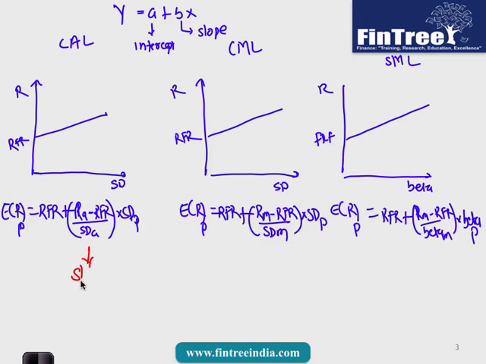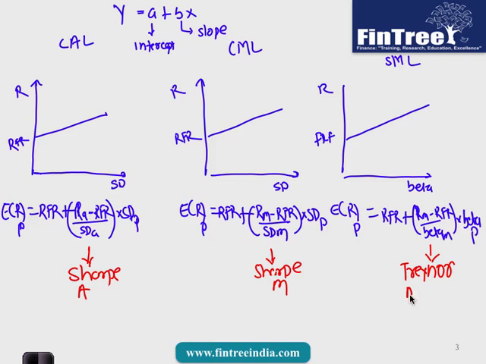This is Sharpe ratio of asset A, this is Sharpe ratio of asset B, Sharpe ratio of asset M because it is the market portfolio. And when, instead of standard deviation, you put beta in the denominator, then that ratio is called Treynor.